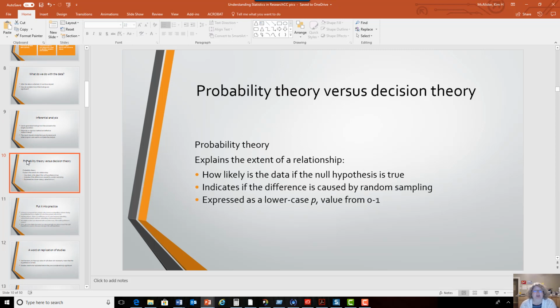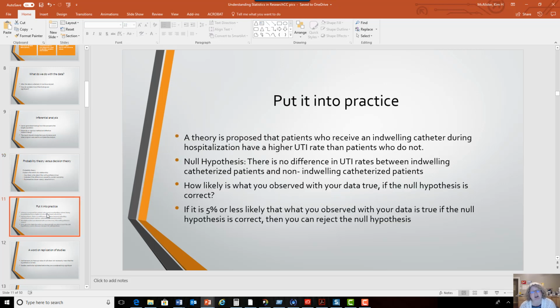We want to look at probability theory versus decision theory. Probability says how likely is the data if the null hypothesis is true, and it indicates if the difference happens from random sampling. This is expressed as a lowercase letter p, and will vary from 0 to 1. So what does this mean?